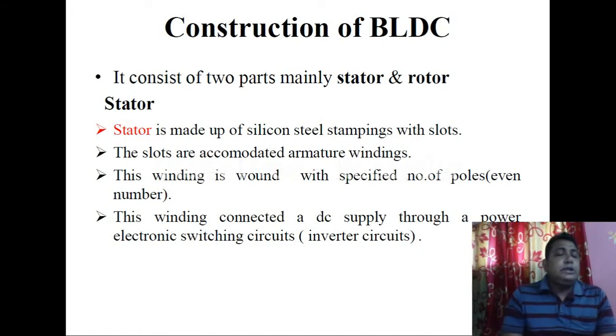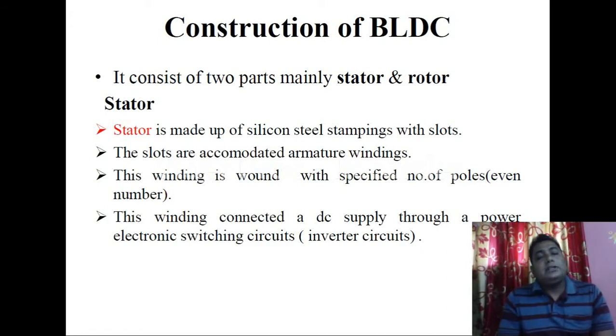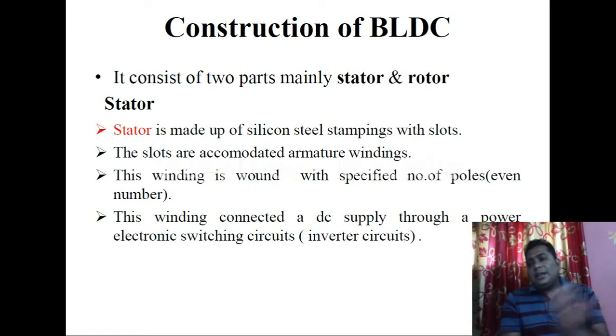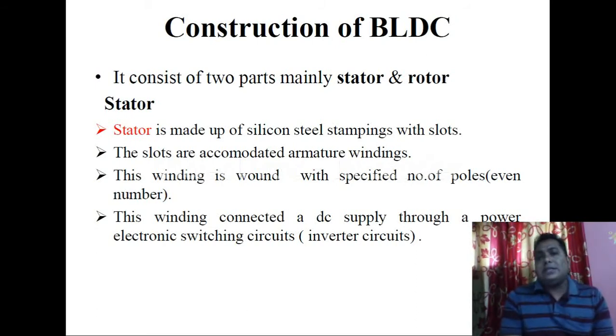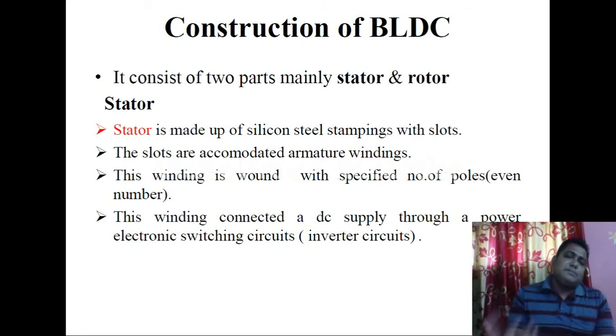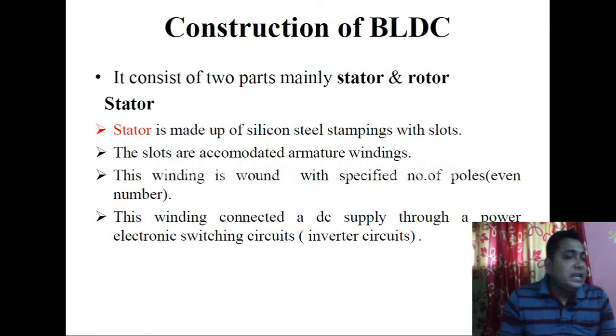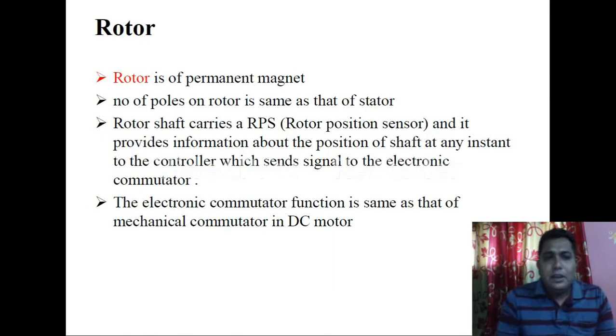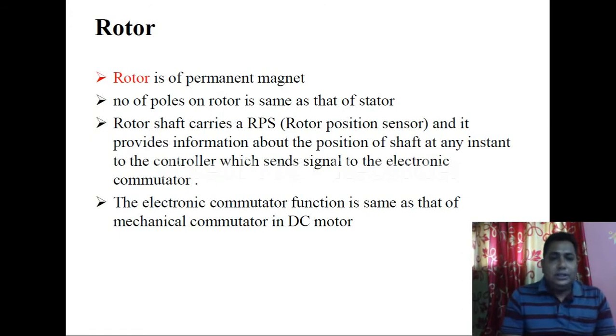This winding is connected to a DC supply through a power electronic switching circuit, an inverting circuit. By controlling that switching circuit we can give a systematic input to this BLDC, that is, the brushless DC motor. After some slides we are going to see how it works and how the machine rotates at synchronous speed. Okay, so now we are discussing the rotor. The rotor is a permanent magnet, as already discussed. The number of poles on the rotor is the same as that of the stator.